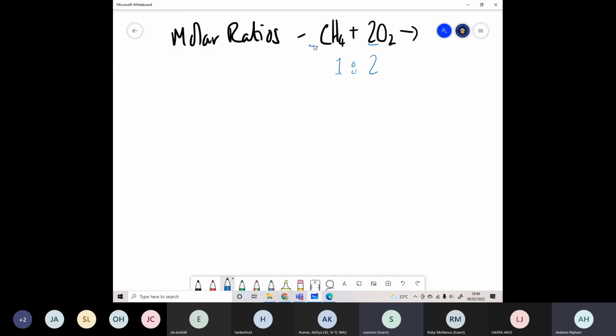Again, you can involve Avogadro's number if you want, but I don't think there's any need because it becomes a little bit confusing. Anyway, this molar ratio is really important. That's the only idea you have to get through your head.